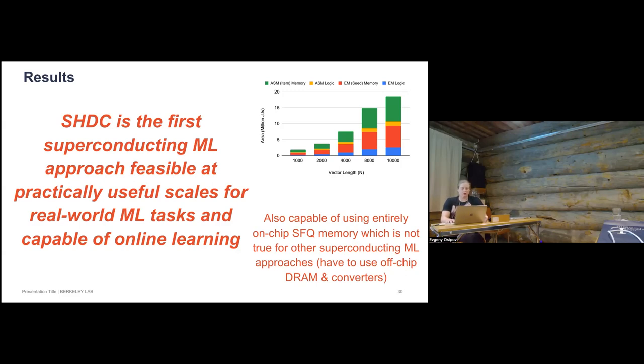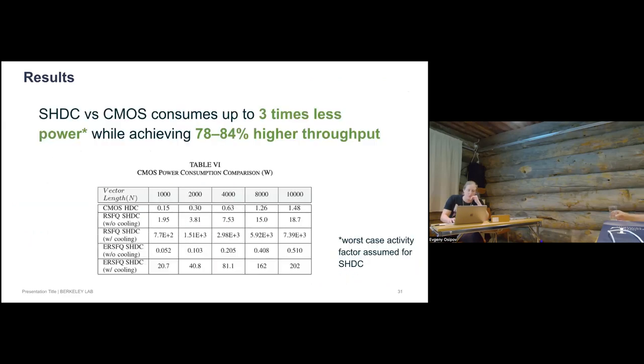But long story short, this was the first realistically feasible superconducting machine learning method that's actually useful for real world tasks. The circuit is small enough to be realistically manufactured given current SFQ fabrication limitations. It also has on-chip memory, which is really big because other approaches don't use this. They actually need off-chip DRAM and converters, so they use normal semiconducting memory to store their data.